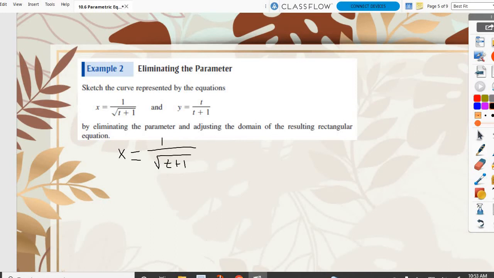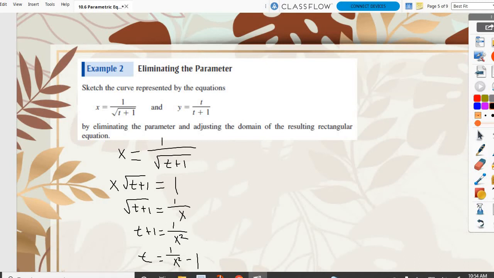So this time, what would we do? We multiply both sides by square root of t. So I am going to want to square it eventually, but the square root has to be completely by itself before we can do that. Multiply x. So then we need to divide by x. And now we can square it. So what do we get? T plus 1 equals 1 over x squared. Okay, so then what does t equal? T equals 1 over x squared minus 1.